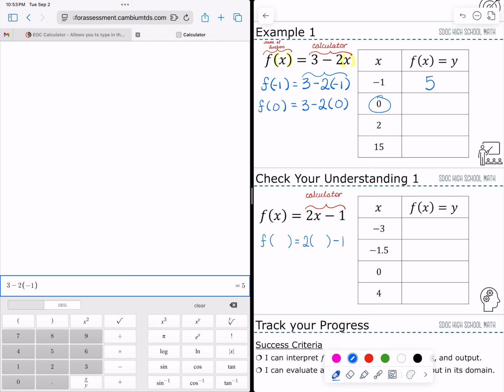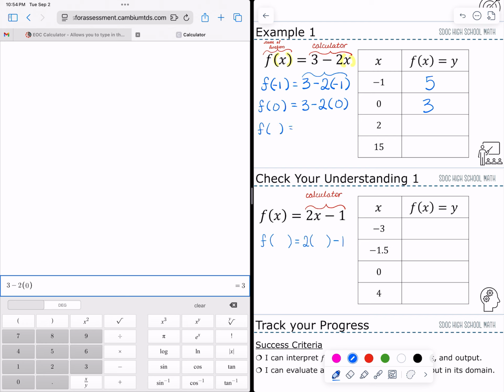What is our solution when we substitute in 0? I'm going back to the calculator, and inside the parentheses where there's negative 1, I'm going to erase that negative 1 and put a 0 in there instead. And our output, our solution, is going to be 3. All right, let's do that a third time.